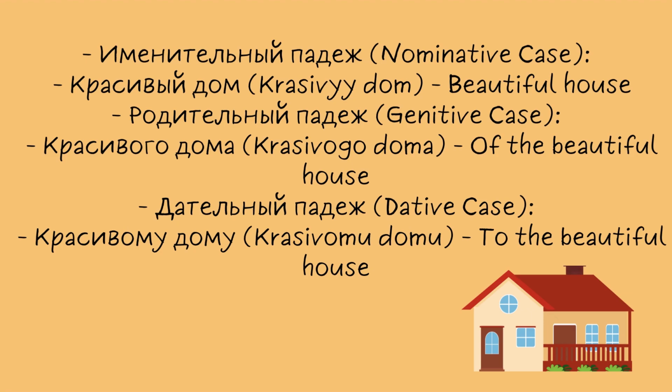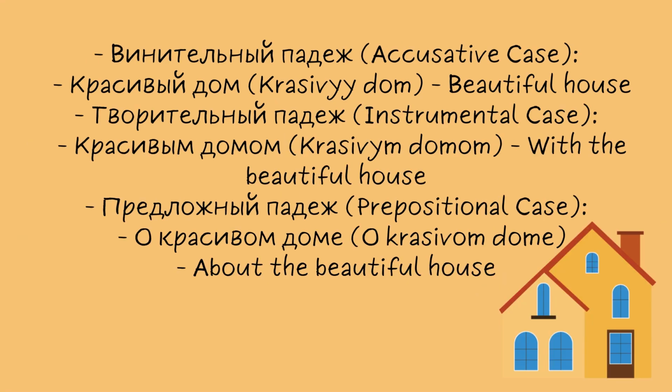Дательный падеж, красивому дому, to the beautiful house. Винительный падеж, красивый дом, beautiful house. Творительный падеж – красивым домом, with the beautiful house. Предложный падеж – о красивом доме, about the beautiful house.